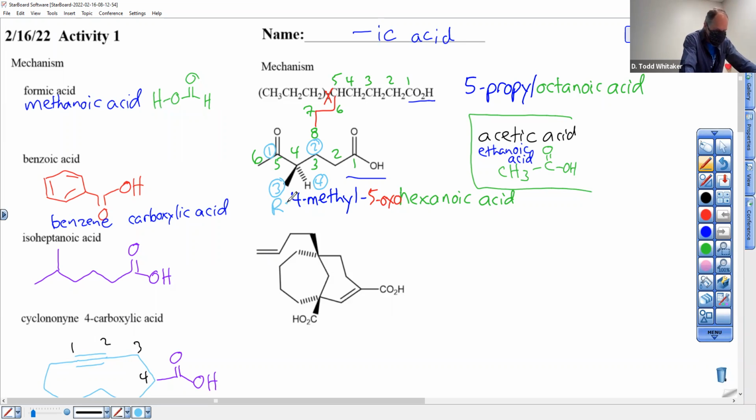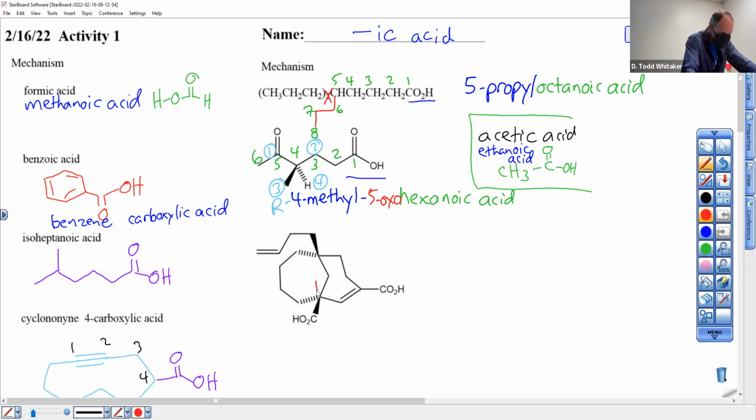1, 2, 3 is clockwise, and the 4 is on a dash. Groovy. Save the best for last. We've got a nice bicyclo. Bridgehead has to be number 1. I think this would be the best bridgehead because it puts a carboxylic acid there. 1, got to go biggest bridge first.